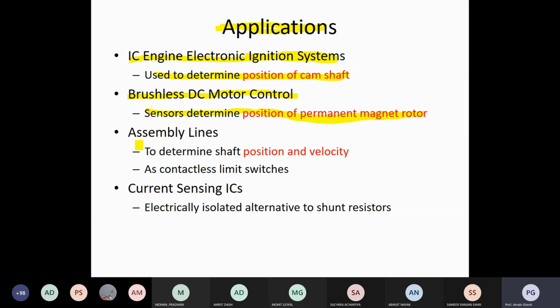In assembly lines, they determine shaft position and velocity, and act as contactless limit switches. Different limit switches are there. Current sensing ICs are an electrically isolated alternative to shunt resistors. So this is where we apply this type of Hall effect sensor.